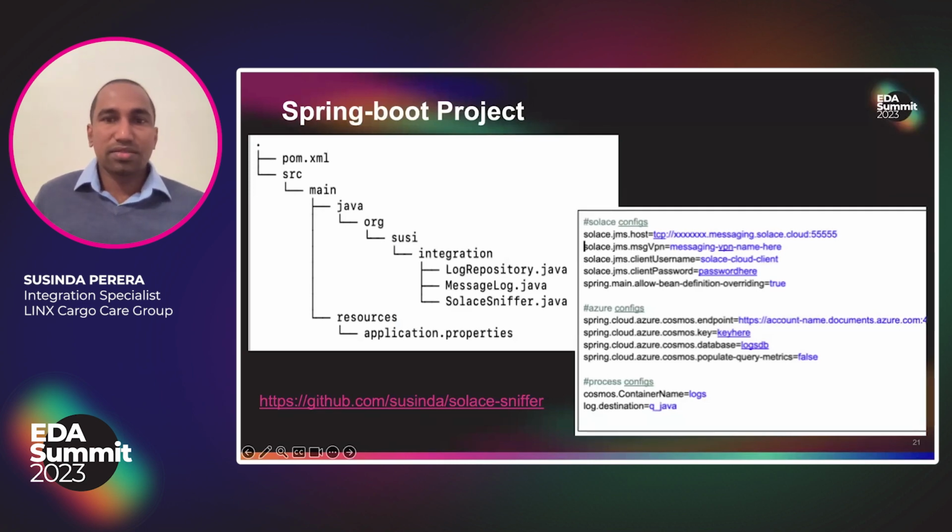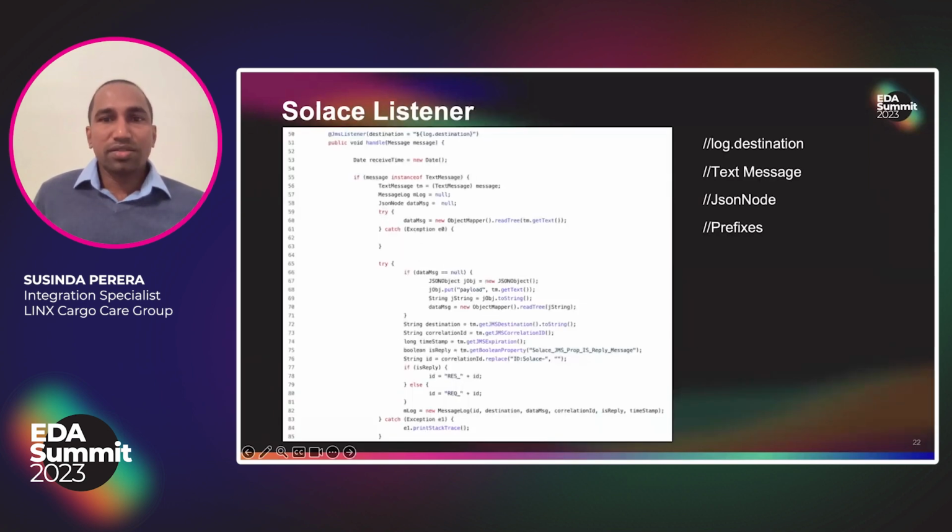I have externalized the endpoints and credentials to the application.properties file. So if you want to try this project as is, all you have to do is clone the project and configure the application.properties file as per your environment. Here's the message listener part in the Solace class file. All it does is listen to the queue, which is defined by the log destination property, and creates the message log object out of it and passes that object to the log repository class to save it.